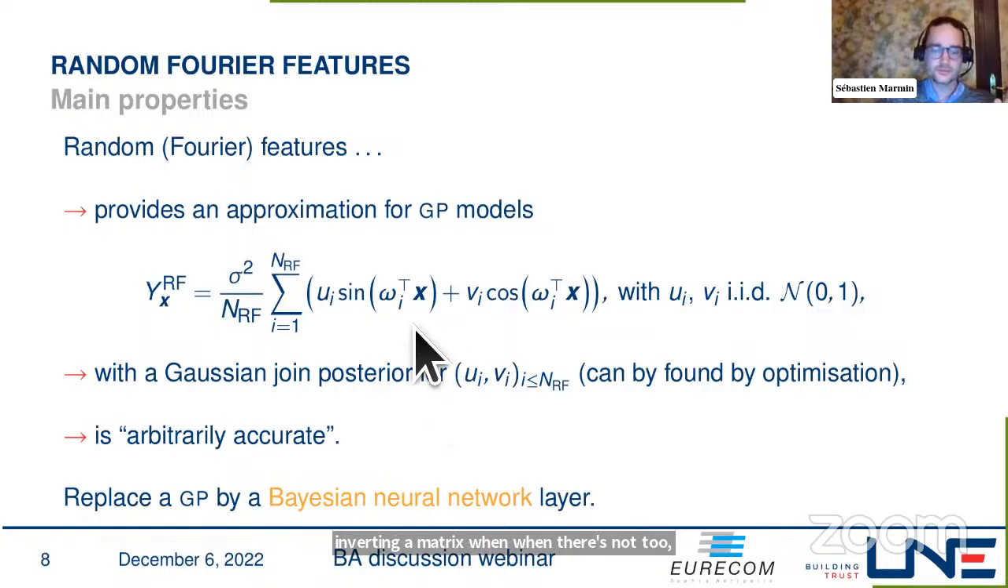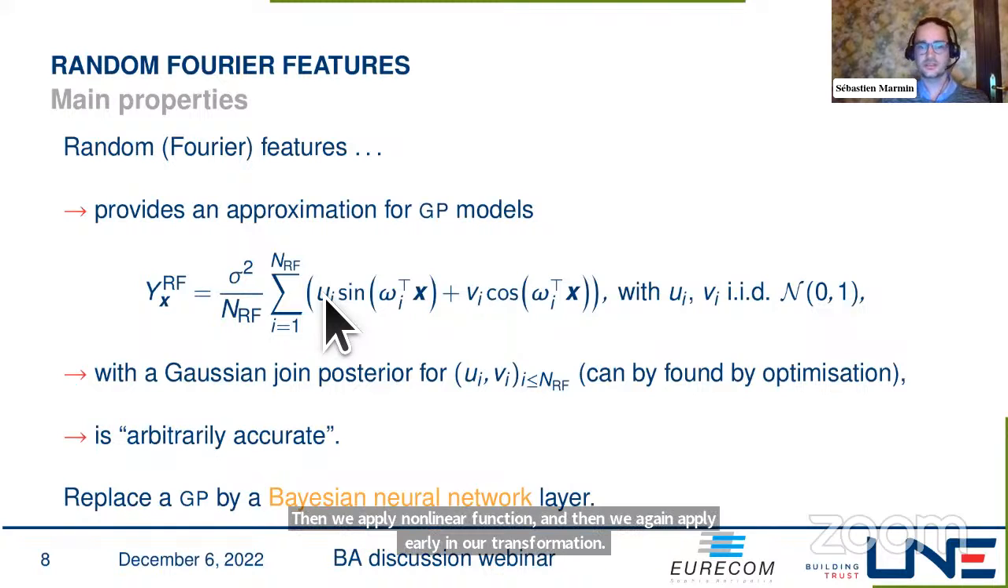What is important to note in the following is that we will have this perspective that this equation can be seen as one layer of a neural network, because we just apply one linear transformation on X, then we apply a nonlinear function, and then we again apply a linear transformation. So it's exactly in the framework of a Bayesian neural network.